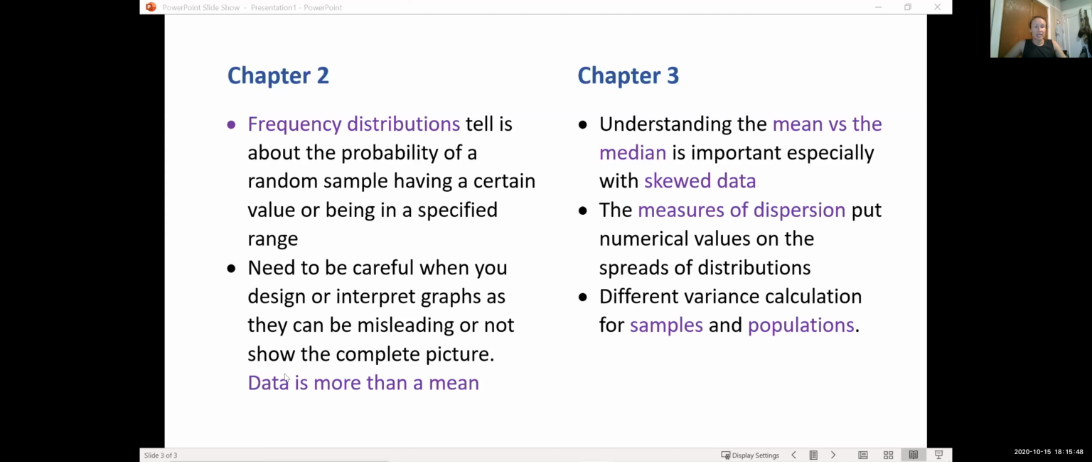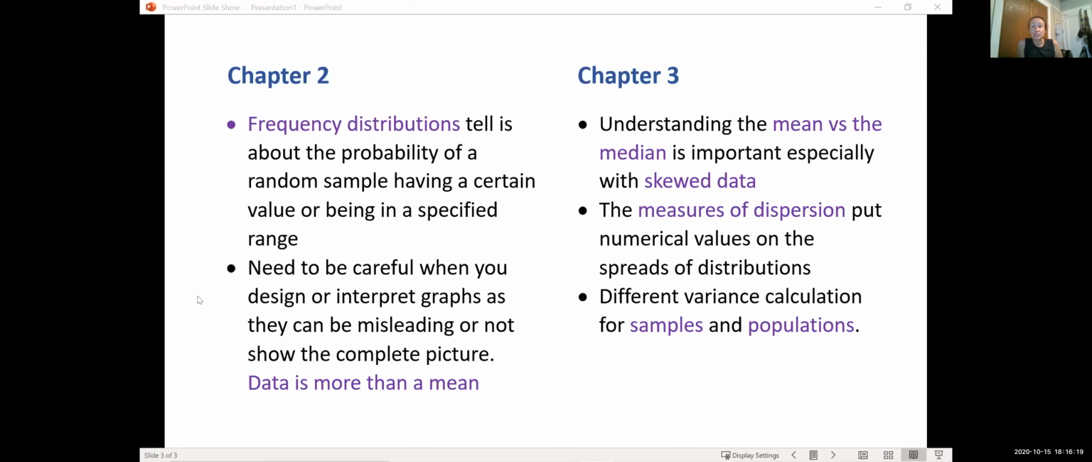So here I say that data is more than a mean. And what I mean by that is people will say, you know, the average person, well, not very many people are actually the average person, right? Very different. So averages can be misleading, okay? So that's what I want you guys to take home from chapter 2 when you go through these PowerPoints and videos, right?